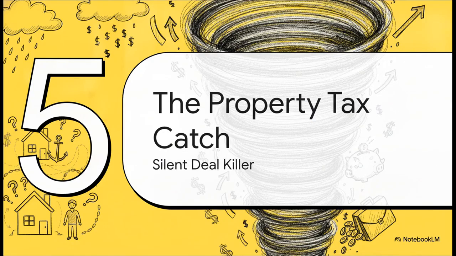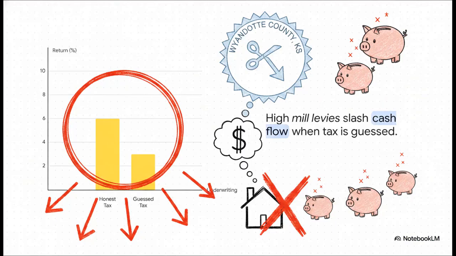Section 5. The property tax catch, the silent deal killer. Despite those lower entry prices and the strong renter demand we just discussed, we need to be radically transparent about the carrying cost that sinks otherwise clean deals. Property taxes in Wyandotte County can absolutely be a trap for the unwary. When underwriting a deal, you might look at a neighboring county like Johnson County and accidentally plug their relatively low tax rates into your Wyandotte County pro forma.